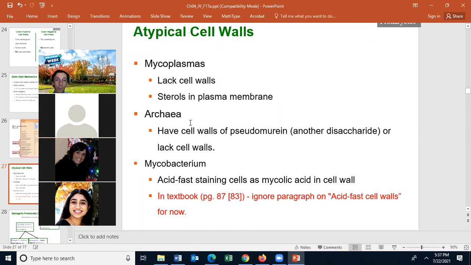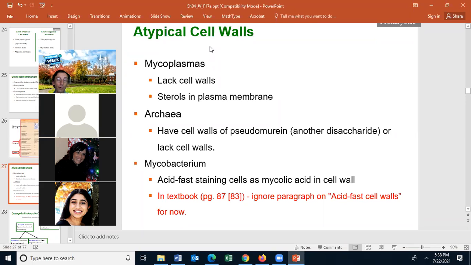They lack peptidoglycan. They do have cell walls, and the cell wall is either made of pseudomurein or the archaea lack the cell walls. You don't need to know about pseudomurein, it's another disaccharide. The point is the archaea have different cell walls than the bacteria. Any questions about that?